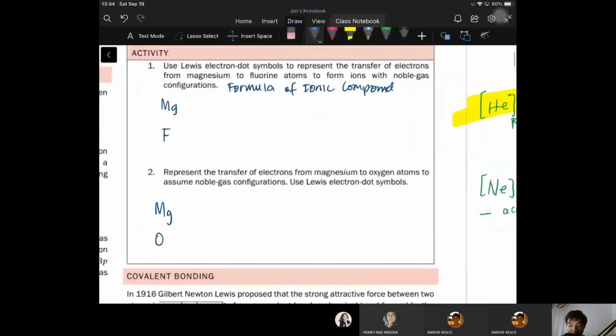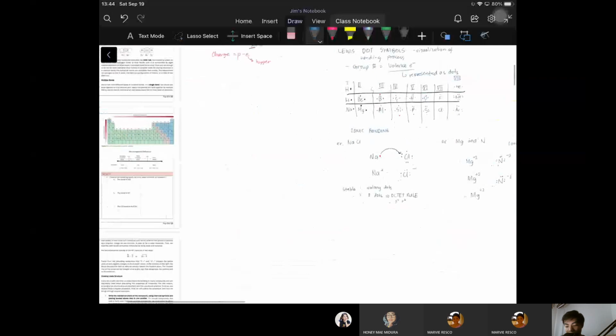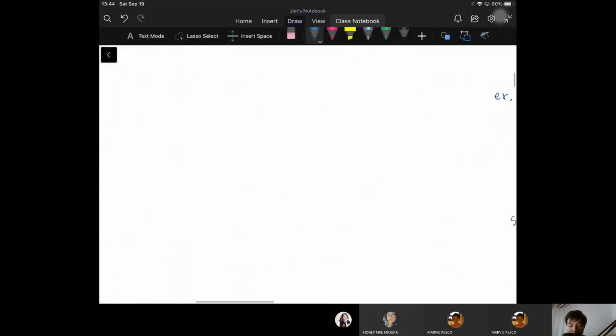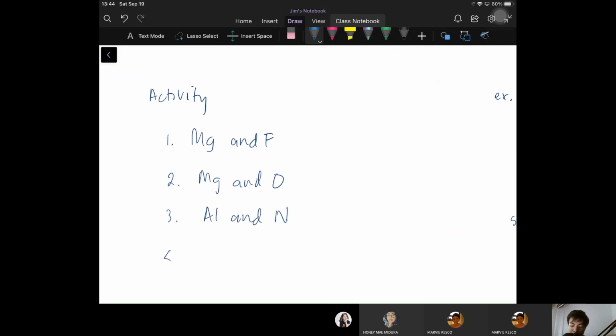And dagdagan ko na to. Wait lang. Dito na lang. So, ano yung pwede ko ipagawa sa inyong activity, no? So, ayan. Number 1, Mg and F. Show me the Lewis dot symbols, yung direction ng arrow. So, Mg and F. Ano pa kaya? Mg and O. Al and N. Ano kaya? Isa pa. Last one na lang.